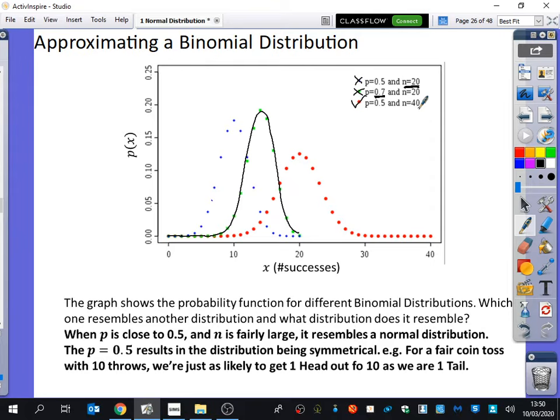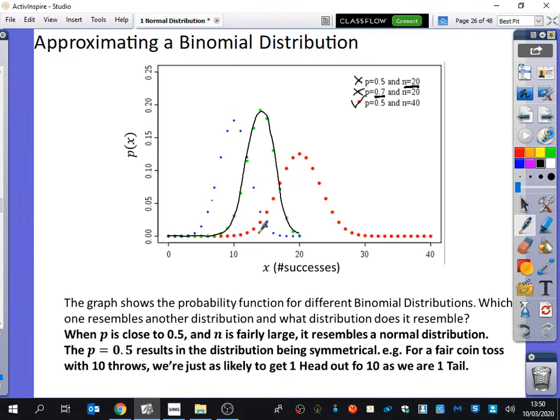So let's just have a quick look at what I've written down here, and we'll explain that a bit more. The graph shows the probability function for different binomial distributions. Which one resembles another distribution, and what distribution does it resemble? We've said the one that we think is the best resemblance is the red one. When p is close to 0.5 and n is fairly large, it resembles a normal distribution. Out of those three graphs, the red one looks the most like the normal distribution.